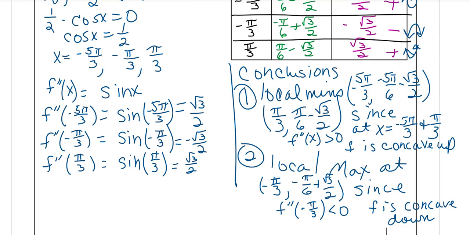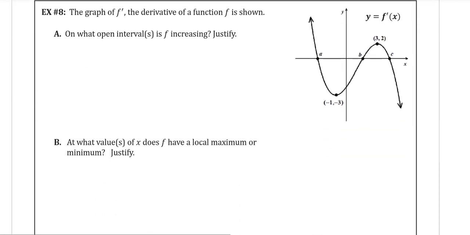So, moving on. Now we have number 8. The graph of f prime, the derivative function, is shown. Remember, that's the derivative, not the function. On what open intervals is f increasing, and justify.